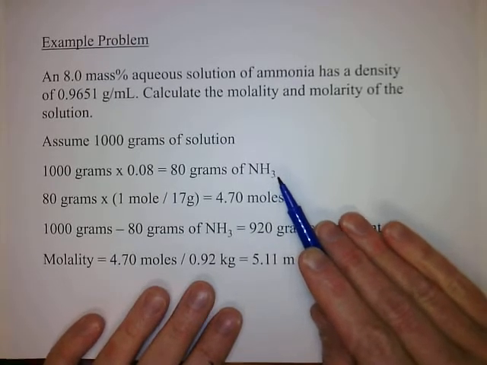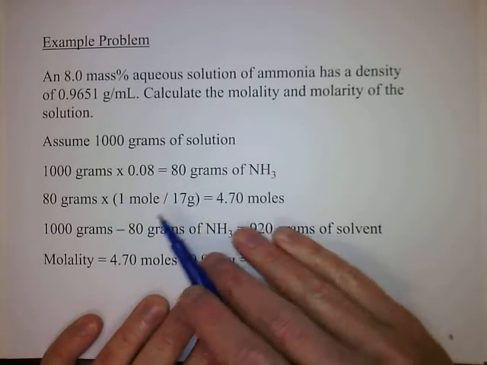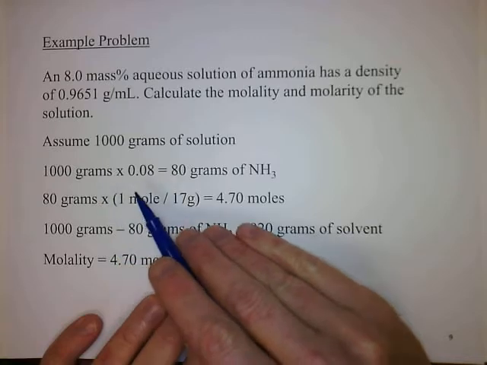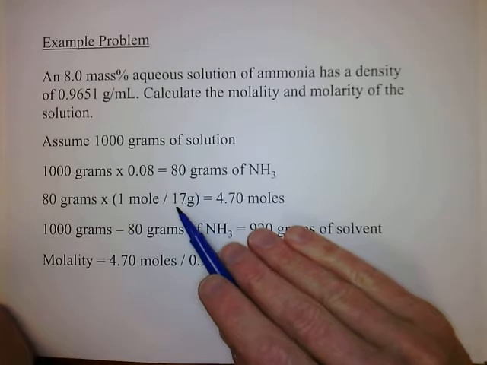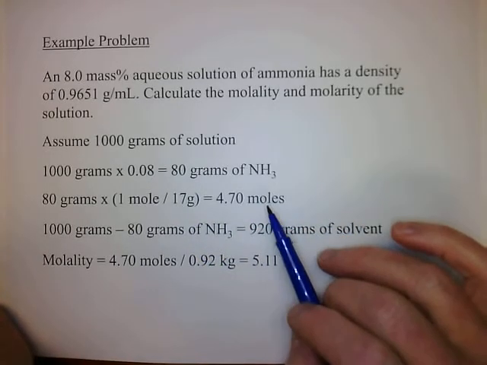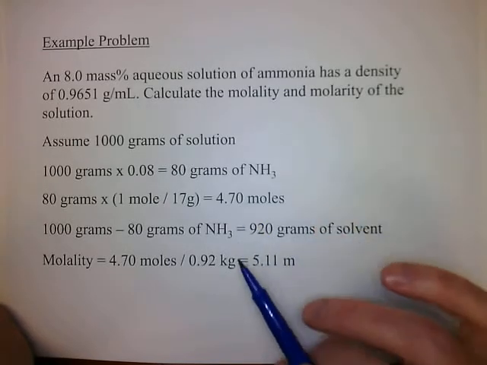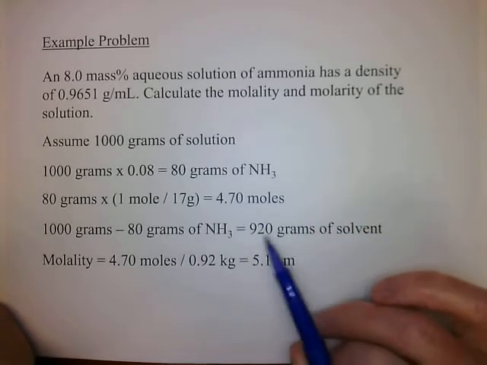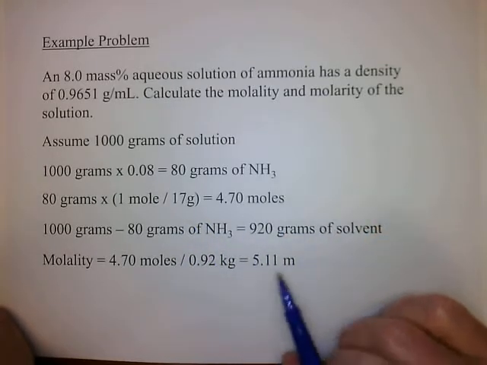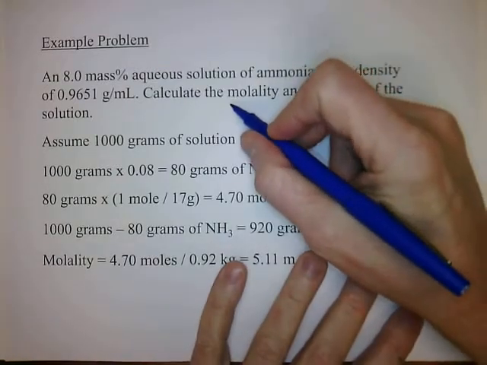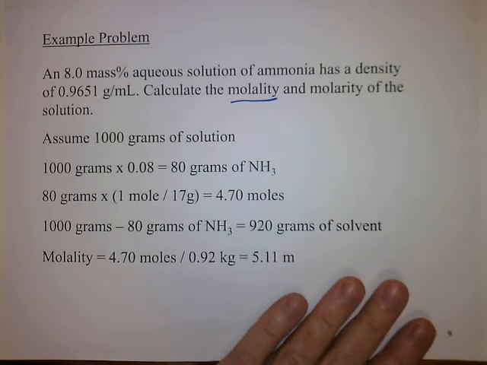So then we convert that into moles. You should know how to do that. Divide by the molar mass, or what I did here is multiply by 1 over the reciprocal. So 80 grams divided by 17 grams per mole is 4.70 moles. Okay, 4.70 moles. So how much solvent was present? I'm first calculating the molality here.